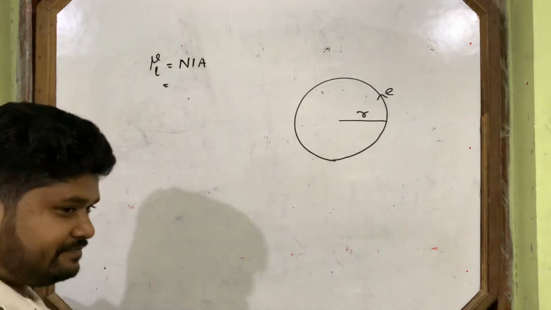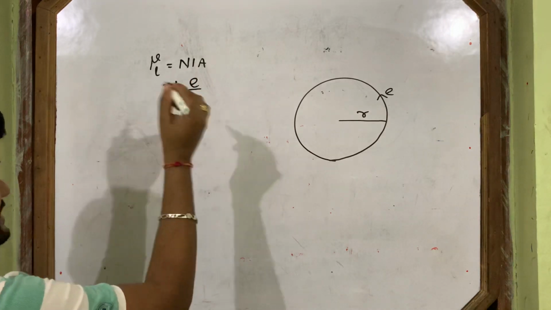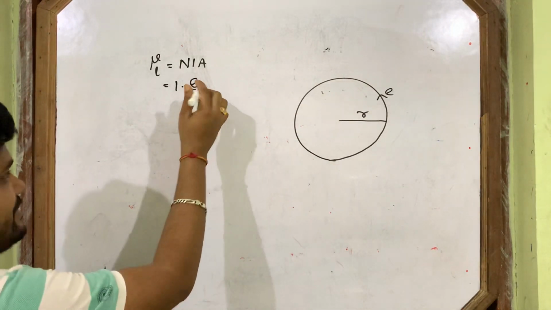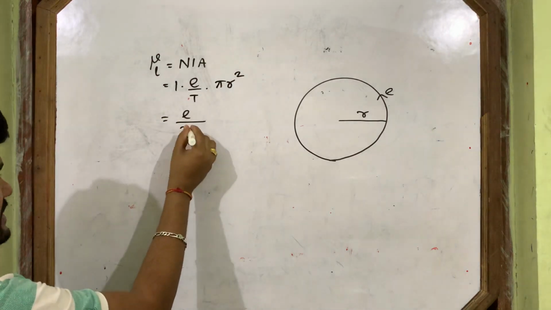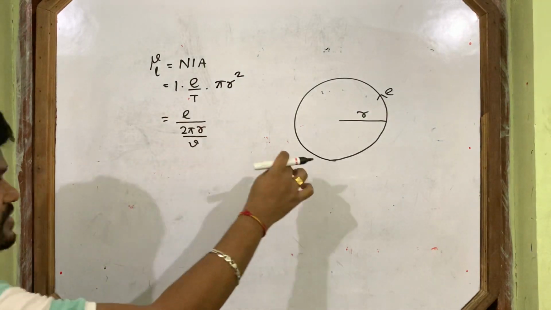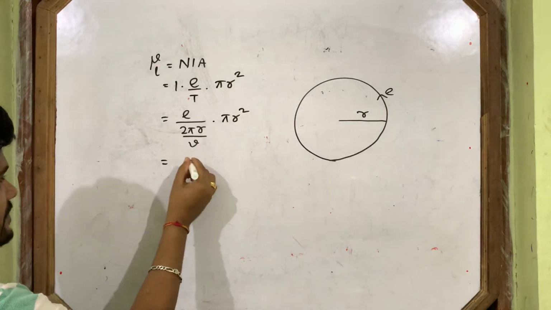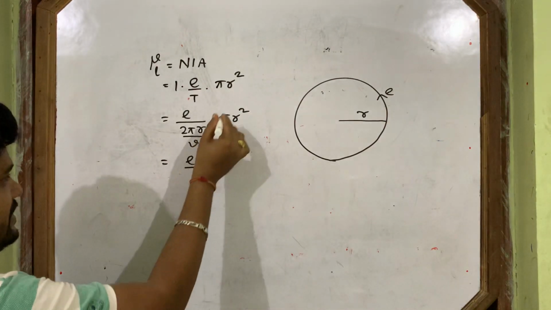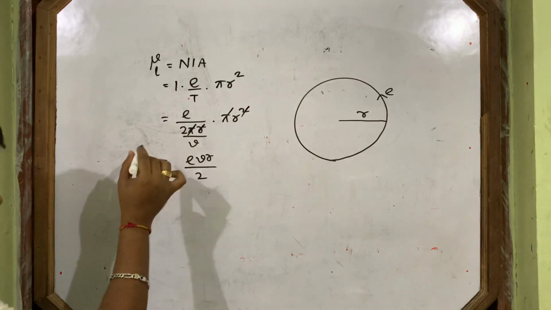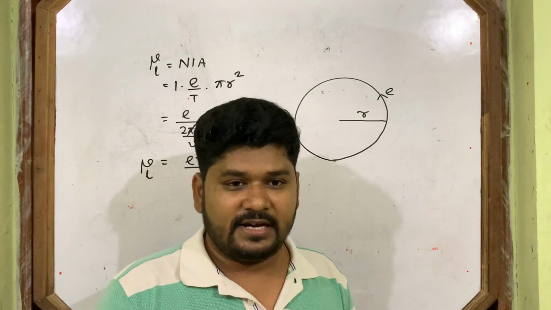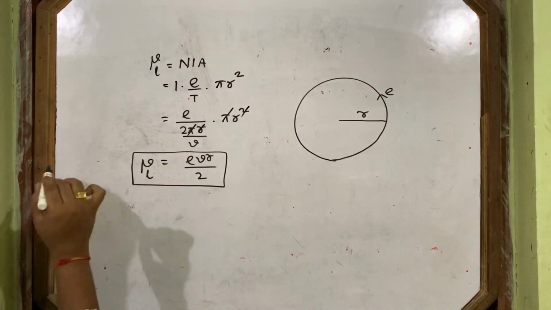It is N I A, but N is one term. What is I? I is e by T, because charge e flows in time period T, and A is pi r square. So e, what is T? T is 2 pi r by v. Total distance 2 pi r and the speed is v. So I wrote 2 pi r by v. If you solve it, we will get e v r by 2. Pi cancels, one r cancels, then e v r by 2. This is the magnetic moment of the revolving electron.